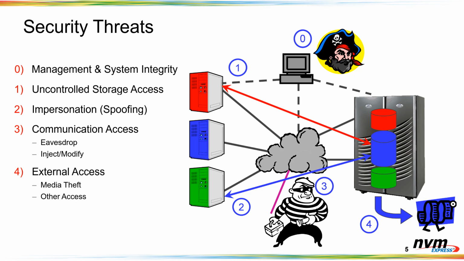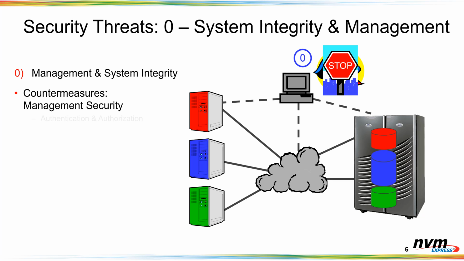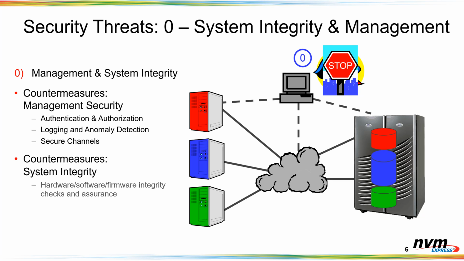So with these as threats, let's talk about what the countermeasures are. For management and system integrity, we simply need to put a stop to it. And there's two classes of putting a stop to it. The first is you need to have security for all the management and configuration interfaces: authentication, authorization, logging and anomaly detection, and all access to management systems and by management systems needs to be done with secure channels using a security protocol like TLS.